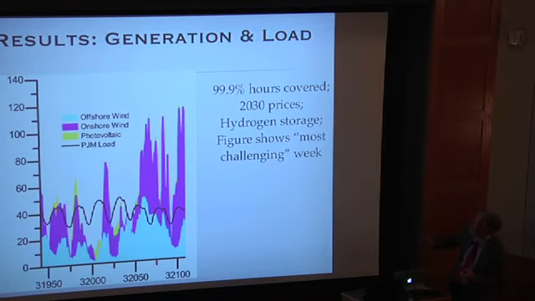So this is 1 week. This is the most challenging week in the 4 years. And you can see we've got some pretty substantial times where we fail to meet load. You can also see, at first quick blush, there's more onshore wind built. It's the cheapest. Next most is offshore wind, that's this blue here. And then solar is coming in as the smallest. And this is a cost minimum. So that's why we have these fractions.